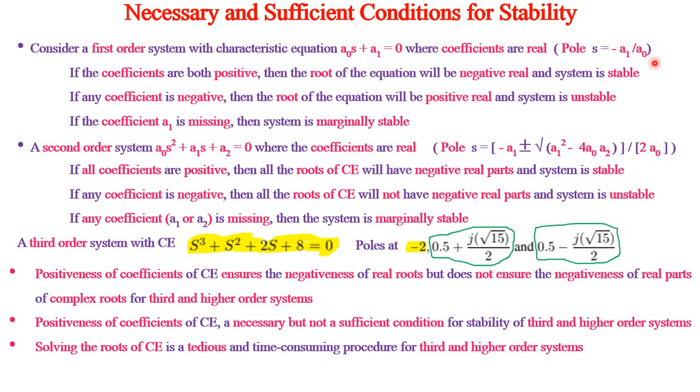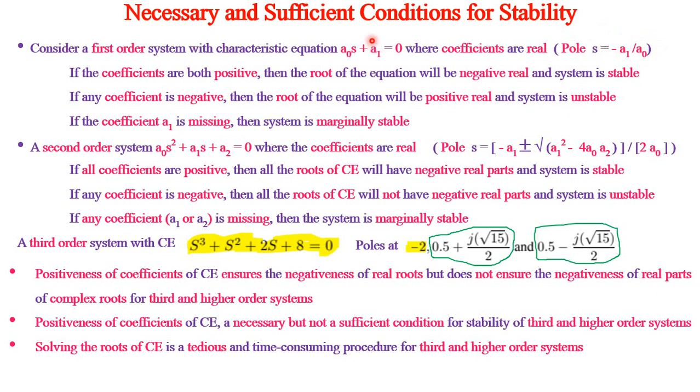If both a0 and a1 are positive or both are negative, s is going to be negative. If the pole is negative real, definitely the system is stable, because we have understood the location of poles in the S plane for stability. If any coefficient is negative, for example a1 is negative or a0 is negative, then s is going to be positive. If the pole is positive, if you have a positive real part, definitely the system is going to be unstable.